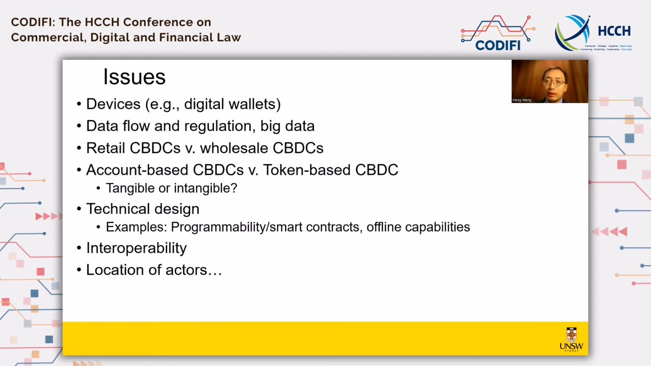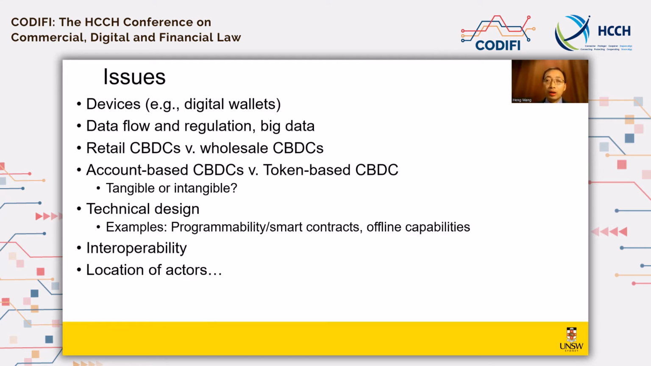Another unique aspect of digital currency, CBDC here, is about digital identity and also data, which involves data flow, data regulation, and also big data. How do you use the data? That also may trigger private international law issues. And the third one is retail CBDC, as mentioned earlier, vis-a-vis wholesale CBDCs. They may operate in different contexts, and their operation will be different. A fourth dimension or issue is whether the CBDC is account-based, relying on accounts, or a token-based CBDC. That may involve issues like whether you treat them as tangible or intangible, and that will have implications for private international law.